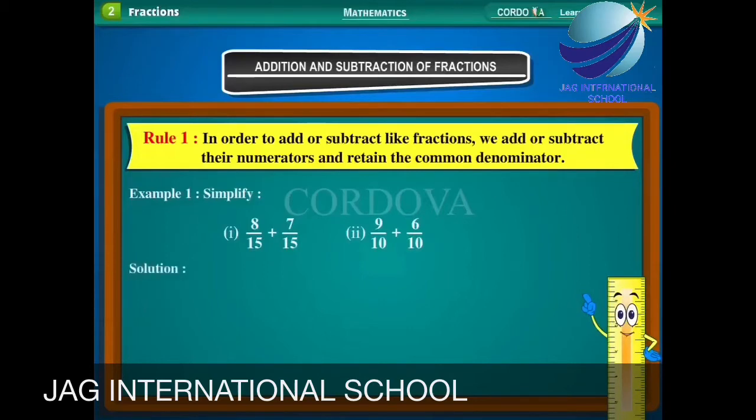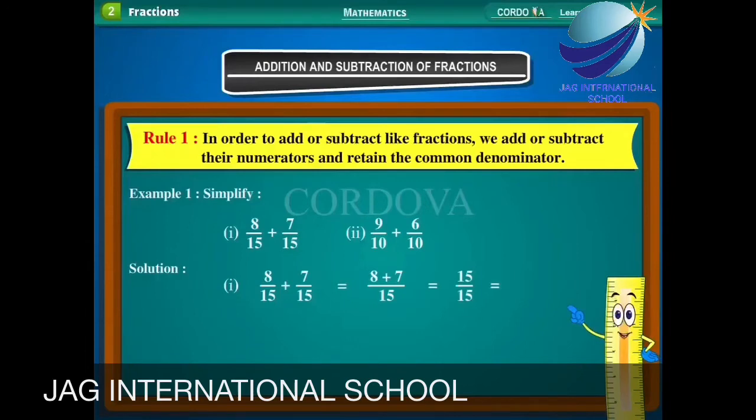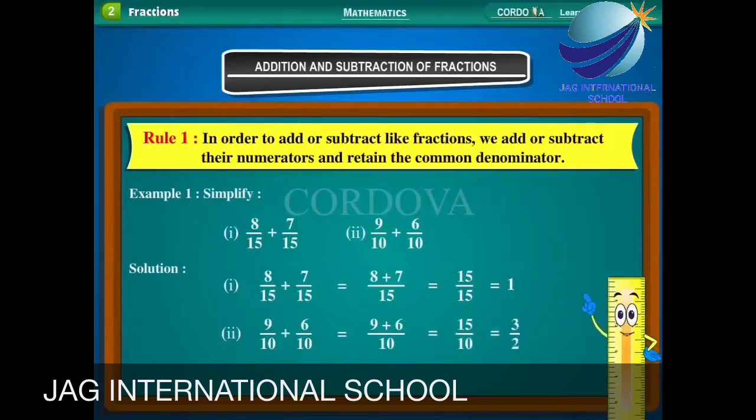Solution. 8 upon 15 plus 7 upon 15 is equal to 8 plus 7 upon 15, which is equal to 15 upon 15, which is equal to 1. 9 upon 10 plus 6 upon 10 is equal to 9 plus 6 upon 10, which is equal to 15 upon 10, which is equal to 3 upon 2.